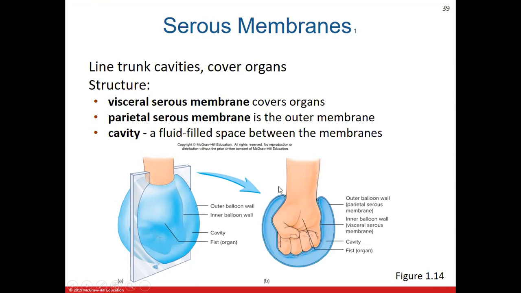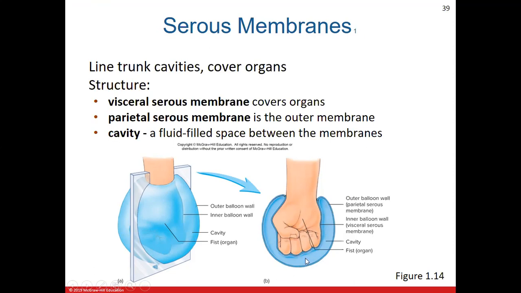Say, for example, if you were to take a balloon, if you could kind of push your fist up to that balloon, then you would see you'd have two layers of that balloon. The layer that comes in contact with your hand would be analogous to the visceral layer. It comes in contact with the organ, so that's the inner layer, that's the visceral layer, and what's on the outside of that balloon would be the parietal layer. Parietal here comes from the same word as perimeter, and so this just means the outer layer.